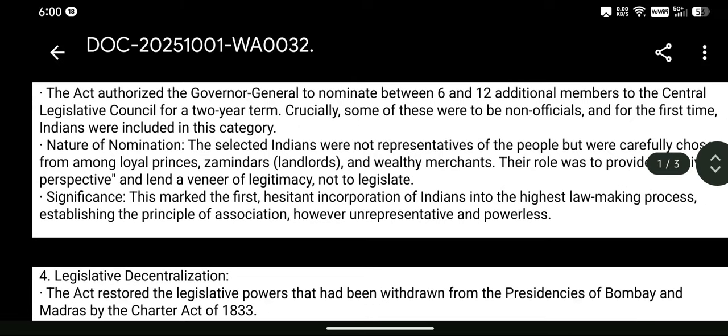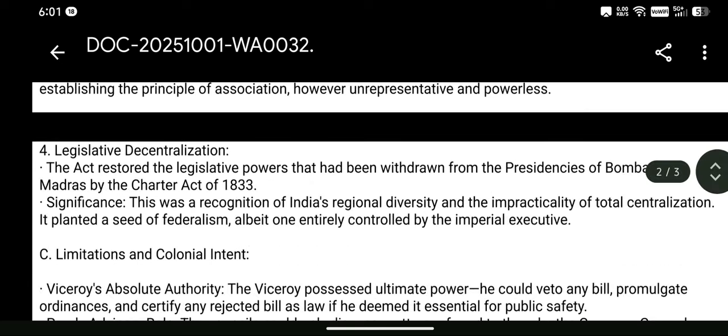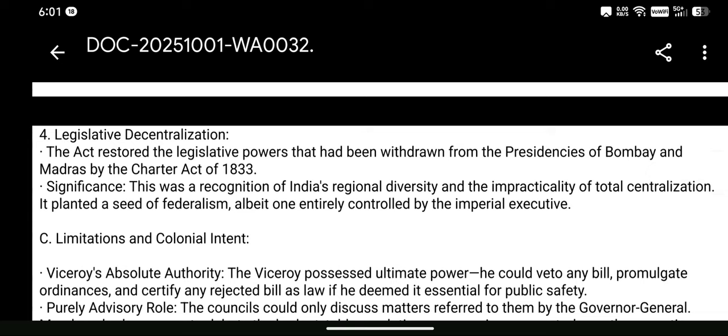Nature of nomination: the selected Indians were not representatives of the people but were carefully chosen from among loyal princes, zamindars, that is landlords, and wealthy merchants. Their role was to provide a native perspective and lend a veneer of legitimacy, not to legislate. Significance: this marked the first hesitant incorporation of Indians into the highest lawmaking process, establishing the principle of association, however unrepresentative and powerless.